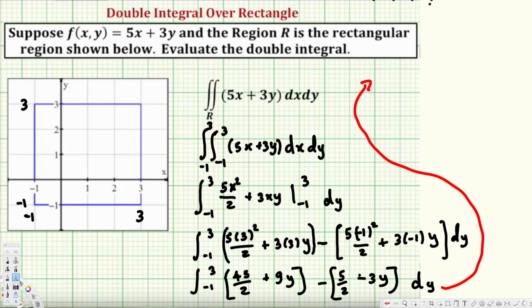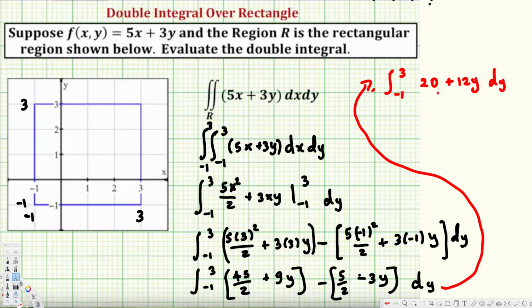From this you can see 45 over 2 minus 5 over 2 is going to give us 40 over 2. 40 over 2 is equal to 20, so we can just write 20 here. And 9y minus 3y, the minus is going to make this a plus, so 9 plus 3 is 12. So 20 plus 12y is going to be the simplified form of this.